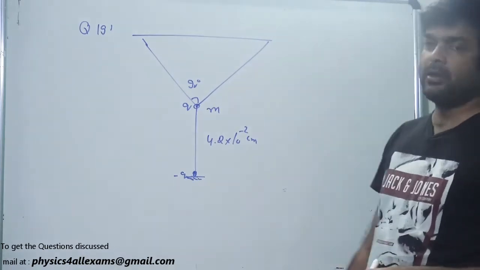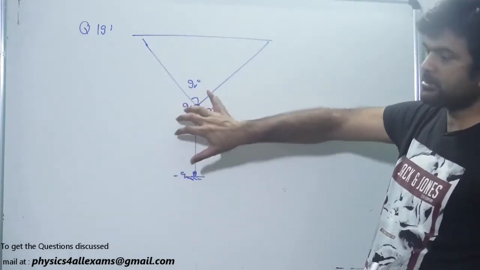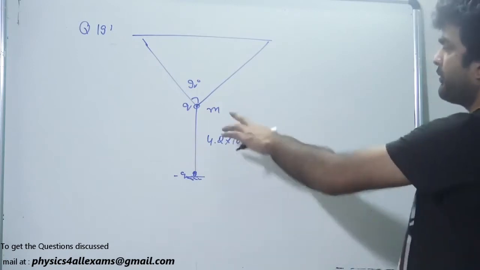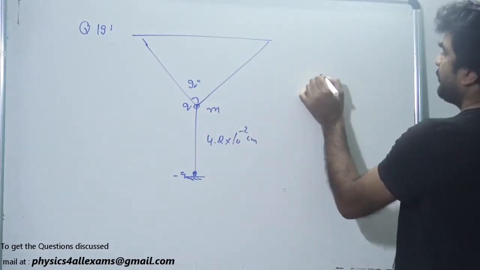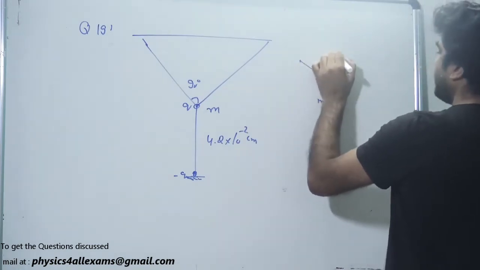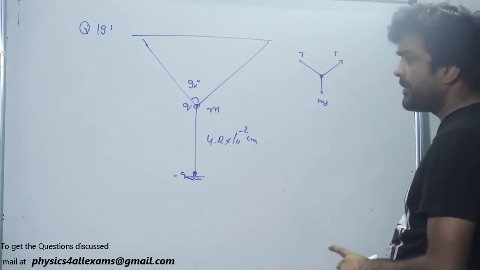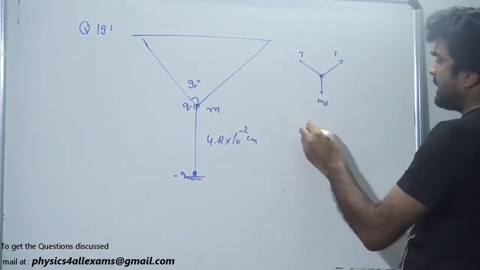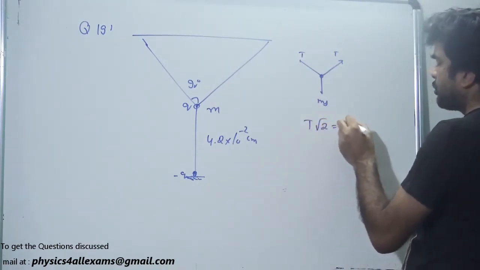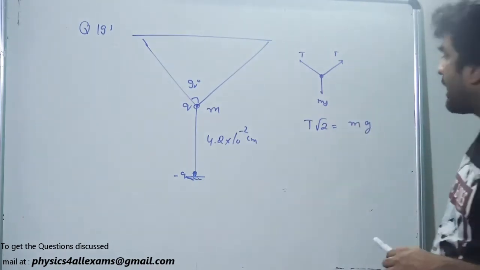So initially, when there was no charged body below this charged mass, it was in equilibrium and the forces acting on it were mg and T. The resultant of these two T's, because they make an angle of 90 degrees, will be T root 2, which should be equal to mg.